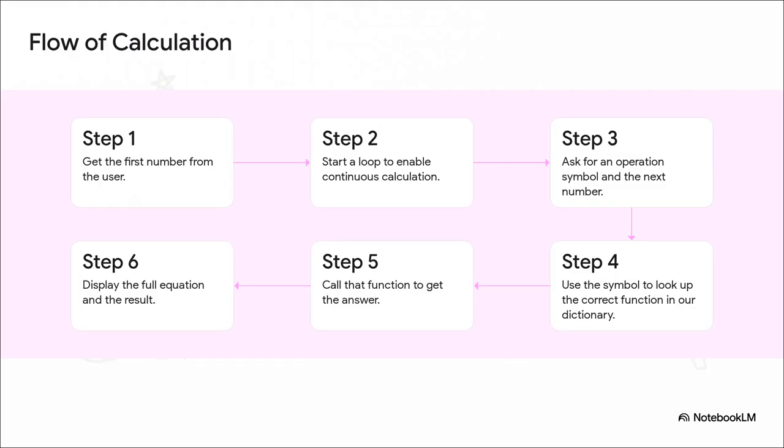The flow of our main calculator function is actually pretty logical. First, we get that initial number from the user. Then we kick off a loop that's just going to keep running as long as they want to keep calculating. Inside that loop, we ask for an operation and a second number. Then comes the magic part. We use our dictionary to find the right function, we call it to get the answer, and finally, we show the user the complete equation and the result.